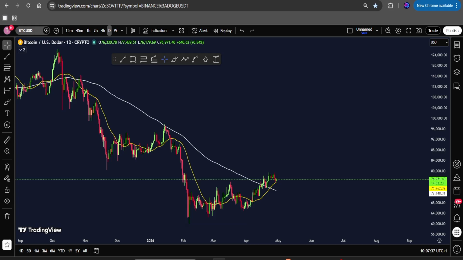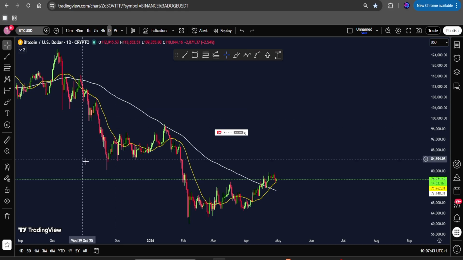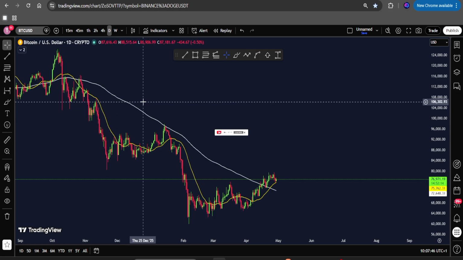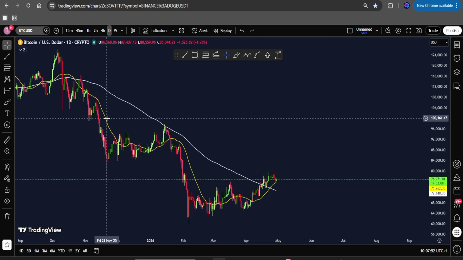Now, taking a look at BTC here on the weekly time frame, like I said, I'm going to walk you through these major lines right here. The two lines you are currently seeing on the price chart are moving averages. The white line here is the 100 moving average, and this yellow line here is the 20 moving average.